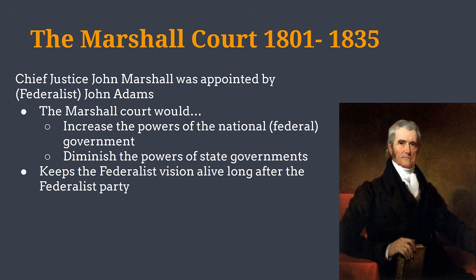Chief Justice John Marshall was appointed by John Adams, who was a Federalist. The Supreme Court under Marshall would hold true to Federalist aims, as through its rulings it would increase the powers of the national government and diminish the powers of state governments. So even though the Federalist Party itself would fade away in the early 1800s, the Supreme Court will keep its philosophy on the government and the Constitution alive for a few decades.